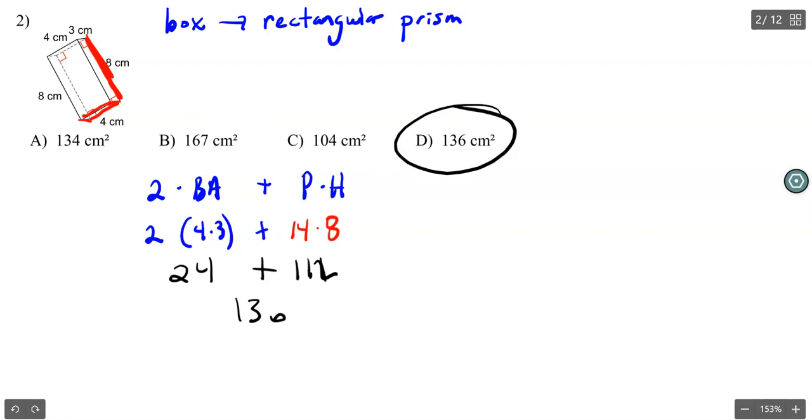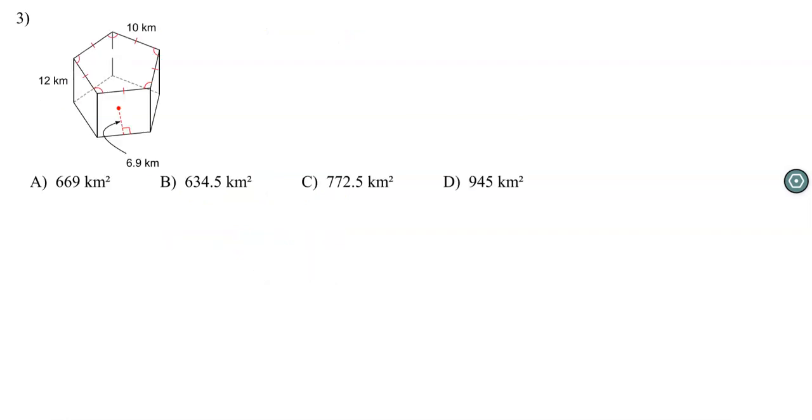So pick whichever method you like. I just have always done all the pieces separately. I kind of like that method.